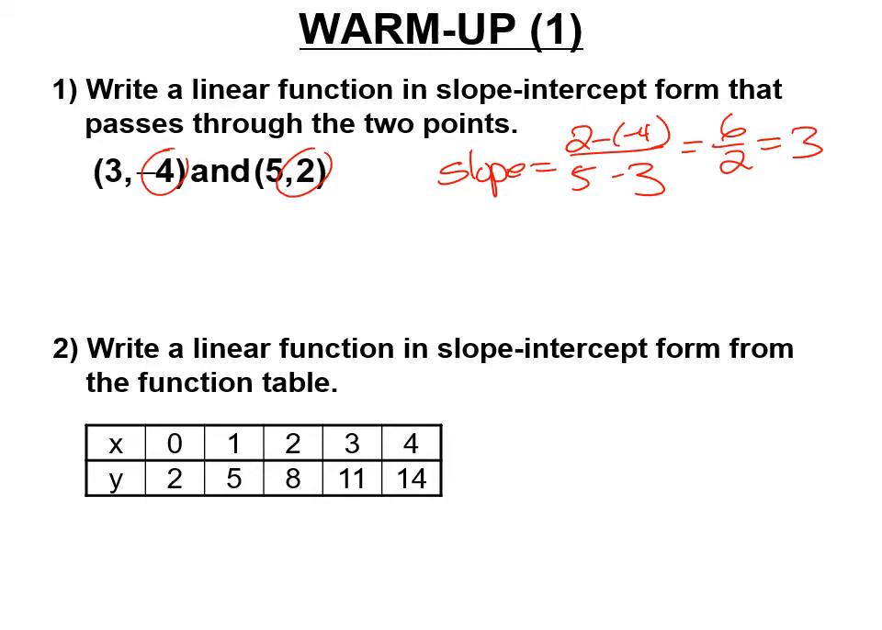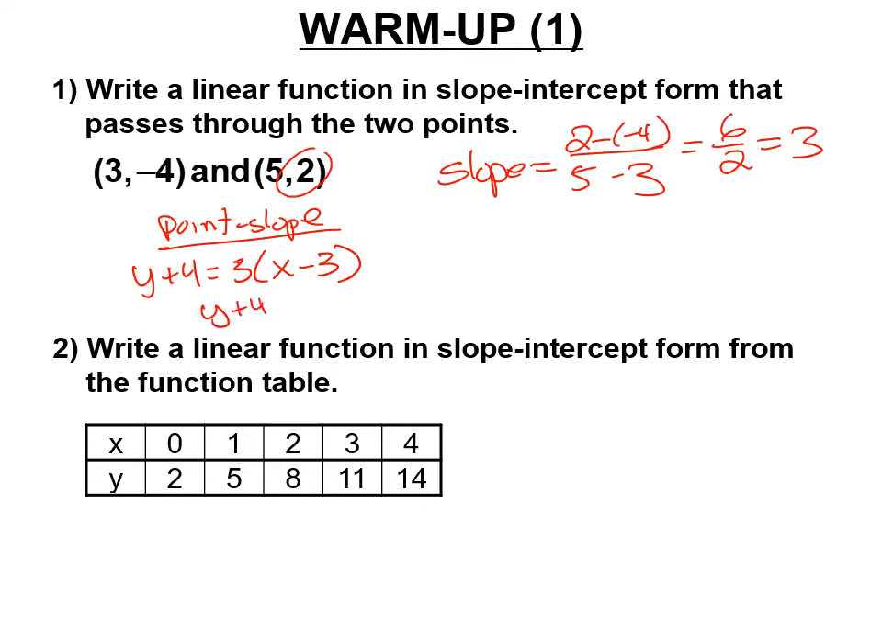All right, so the point slope method is this, right? So you're going to take one of these points, I'll use the first one, y plus 4 equals 3 times x minus 3. And it says in slope-intercept form, so if y plus 4 equals 3x minus 9, subtract 3 from both sides, y equals 3x minus 12.